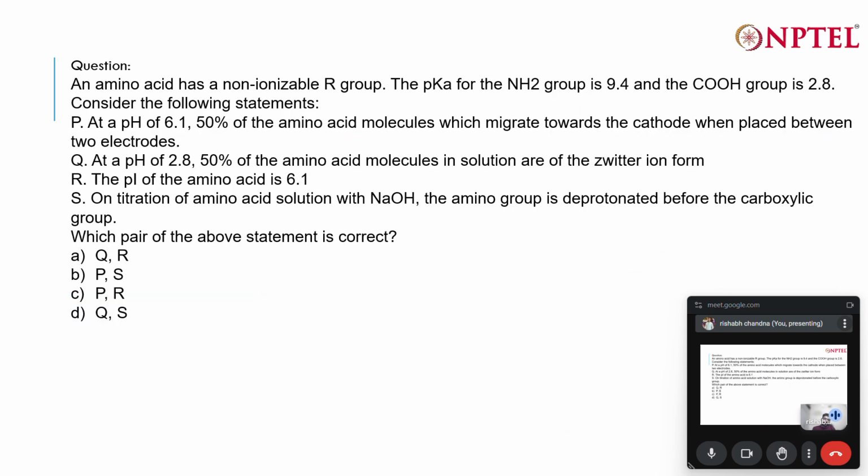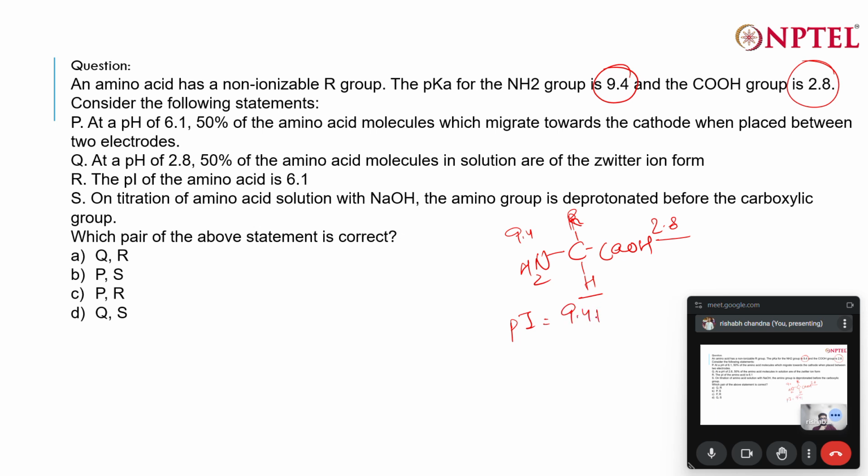An amino acid has a non-ionizable R group. The pKa for the NH2 group is 9.4 and for the COOH group is 2.8. So consider the following statements. There is an amino acid that has COOH, NH2, the non-ionizable R group, and the H. So this is the amino acid molecule. The pKa for the NH2 group is 9.4, for COOH is 2.8.